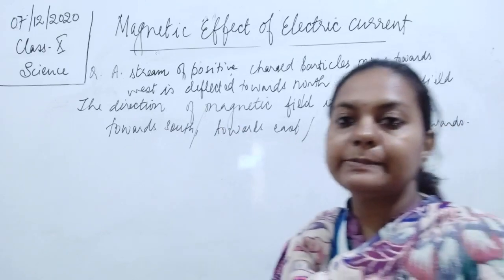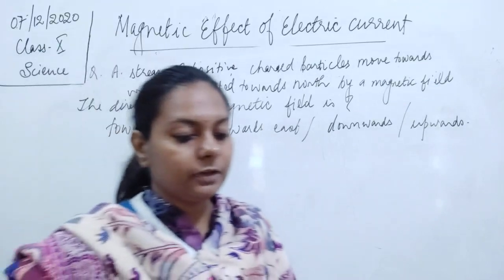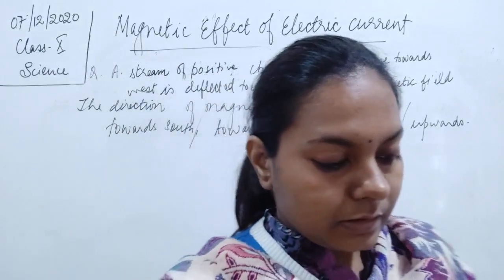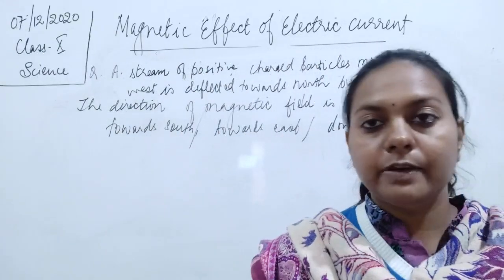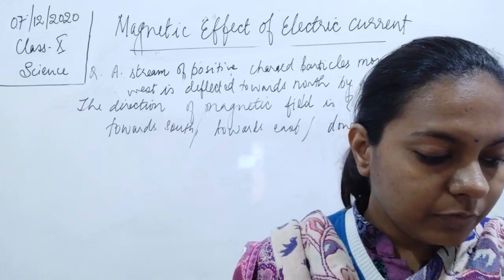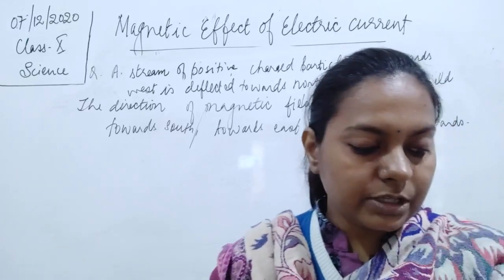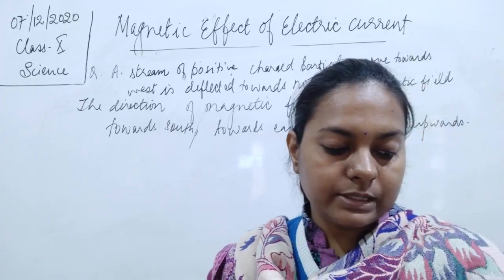Now children, how could you explain this? You could explain this in a manner that wherever the positively charged particles, that is alpha particles, are moving towards west, the direction of the current is towards east.